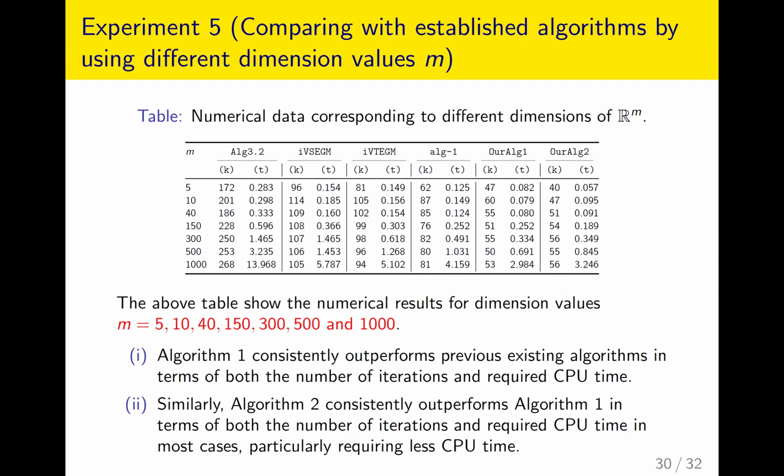The last is comparing our algorithms with the previous four algorithms of the same nature. We chose different values of m from 5 to 1000, and we can see that our algorithms perform better than all the previous four algorithms. Algorithm 2 performs better when m is equal to 5, 10, 40, 150. But as the value of m increases, the efficiency of algorithm 2 decreases compared to our algorithm 1.